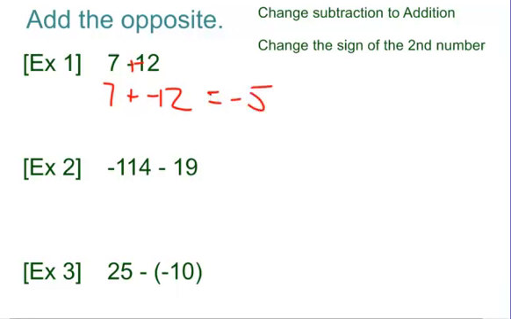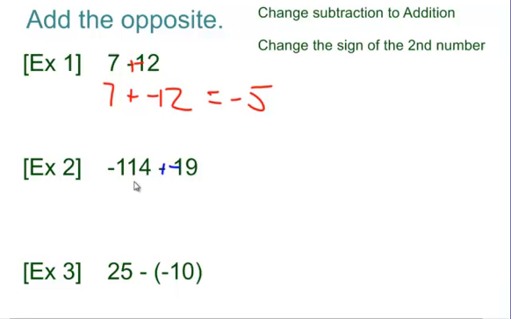Some people like doing sound effects, and I'll show you how. You make 2 movements with your pencil, okay? One here to make it addition, and one here to change the sign of the second number. So some people like doing this. Okay, making sound effects.